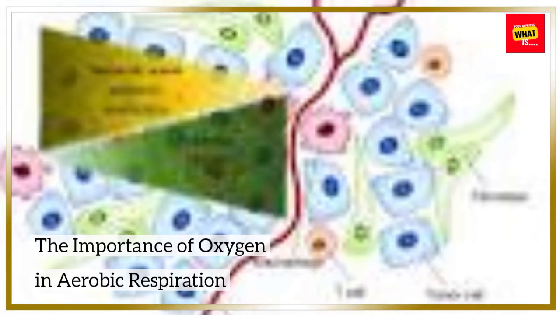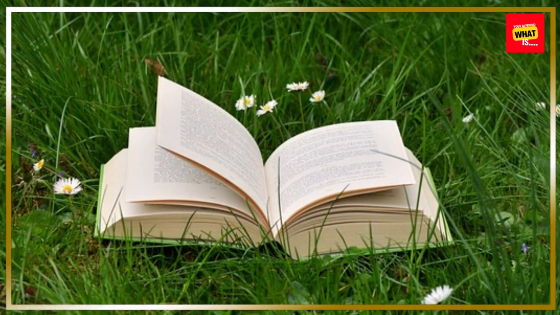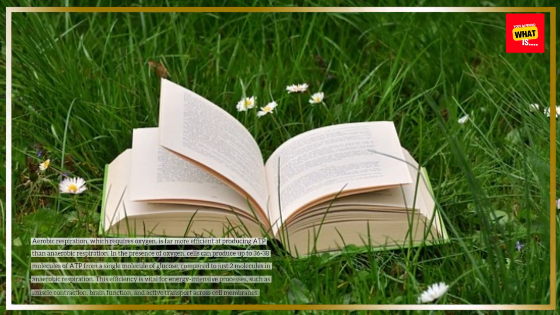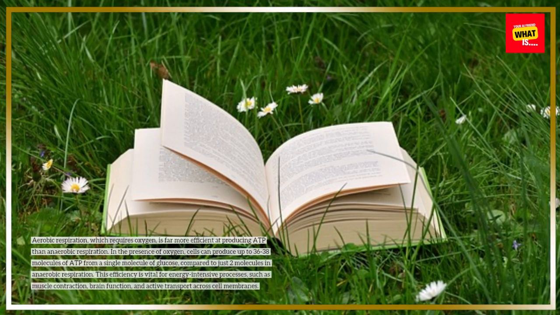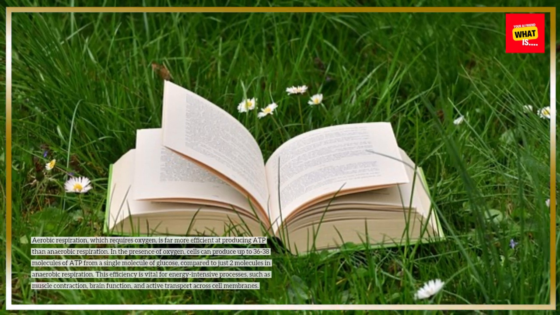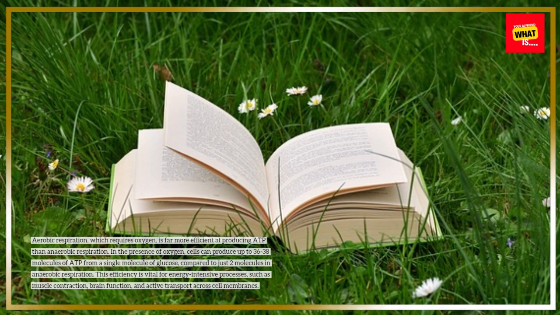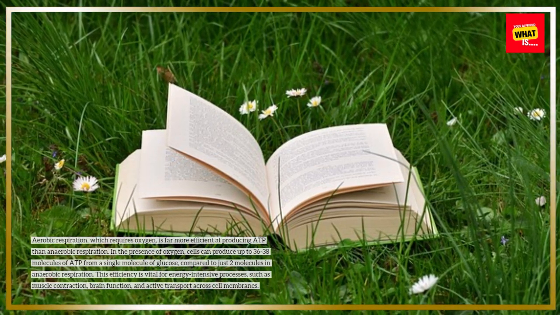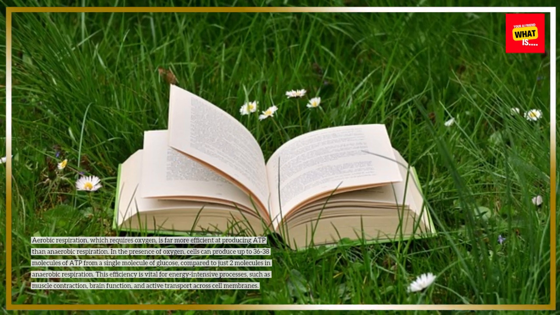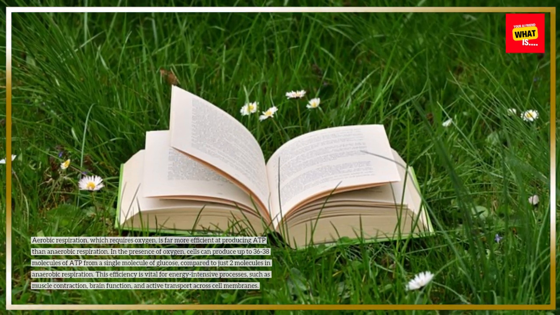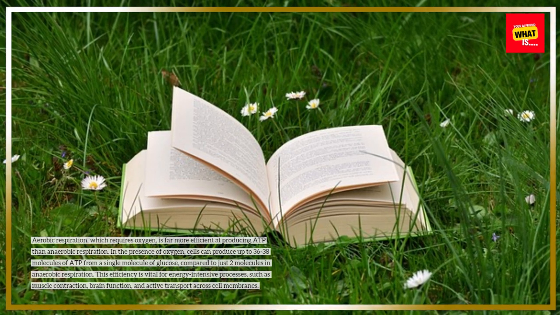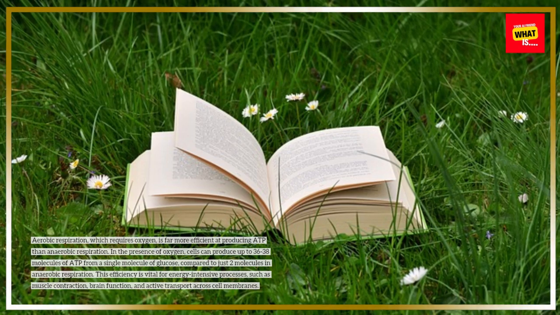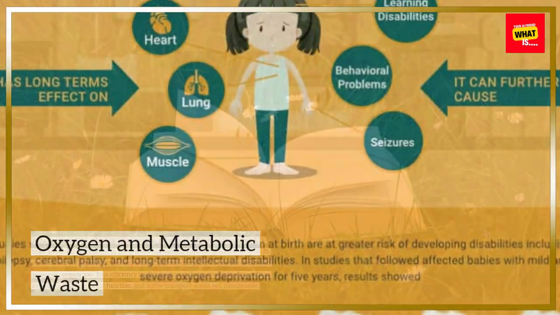The importance of oxygen in aerobic respiration. Aerobic respiration, which requires oxygen, is far more efficient at producing ATP than anaerobic respiration. In the presence of oxygen, cells can produce up to 36 to 38 molecules of ATP from a single molecule of glucose, compared to just 2 molecules in anaerobic respiration. This efficiency is vital for energy-intensive processes, such as muscle contraction, brain function, and active transport across cell membranes.